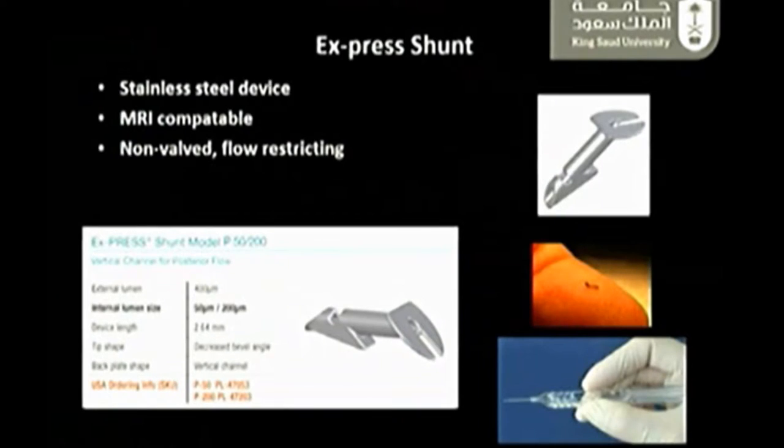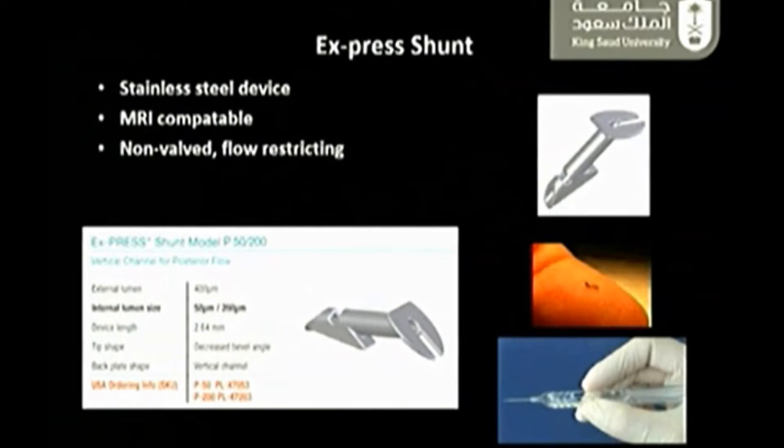Another filtering glaucoma surgery and incisional surgery includes the Ex-PRESS shunt. The Ex-PRESS shunt is a stainless steel device which is MRI compatible. It's a non-valved flow restricting device. It comes in two internal lumen diameters, either 50 micron or 200 micron.